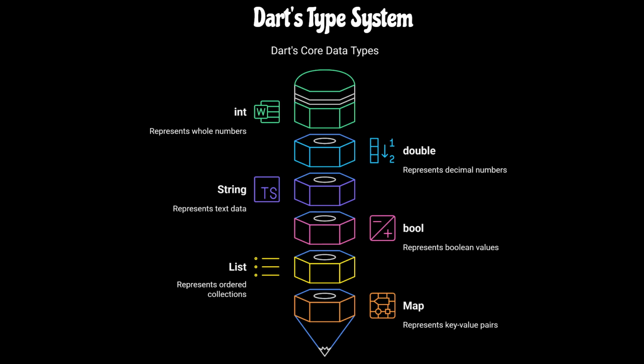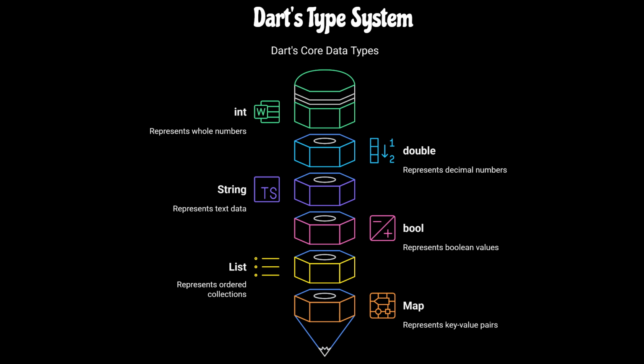We've already covered Dart's type system earlier, so let's quickly recap what we've learned. Dart is a statically typed language, which means it checks types at compile time, helping us catch errors before the app even runs. We use common types like int for whole numbers, double for decimals, string for text, bool for true or false values, list and map for collections.